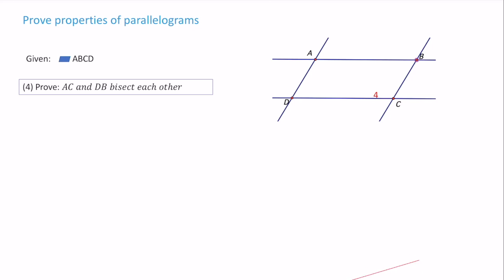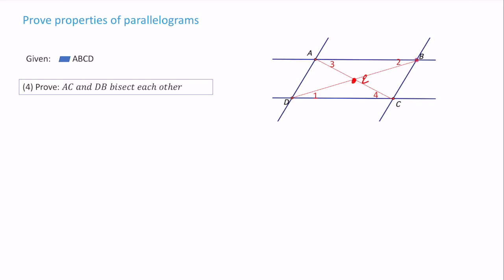AC and DB, the diagonals, which I'll draw in right now, bisect each other. And if they bisect each other, it means that this point, which we'll just call E, is the midpoint for both of the diagonals. And so we can cut through a couple of the things that we already know based on the other properties of parallelograms.